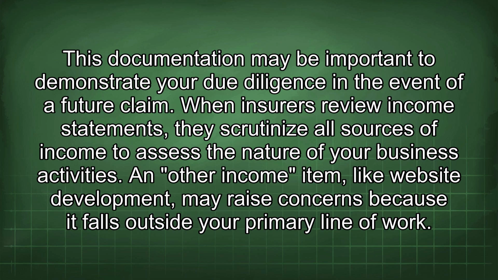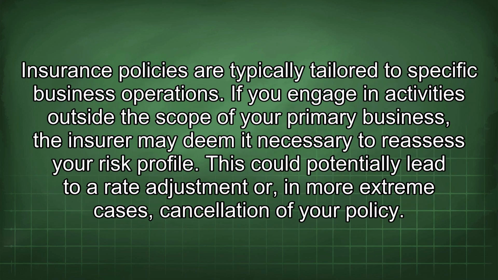When insurers review income statements, they scrutinize all sources of income to assess the nature of your business activities. Another income item, like website development, may raise concerns because it falls outside your primary line of work. Insurance policies are typically tailored to specific business operations. If you engage in activities outside the scope of your primary business, the insurer may deem it necessary to reassess your risk profile. This could potentially lead to a rate adjustment or, in more extreme cases, cancellation of your policy.